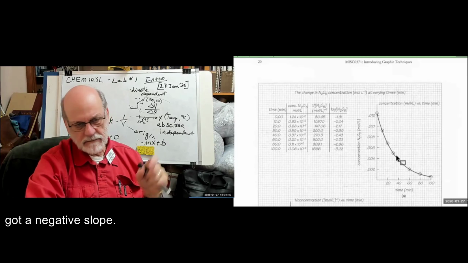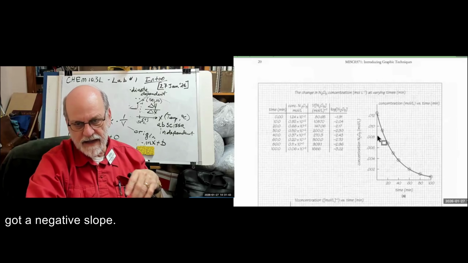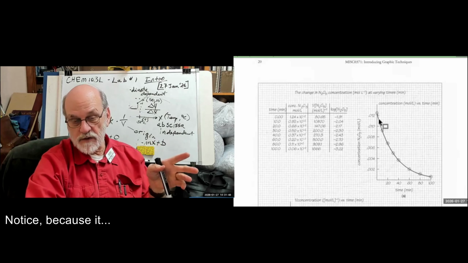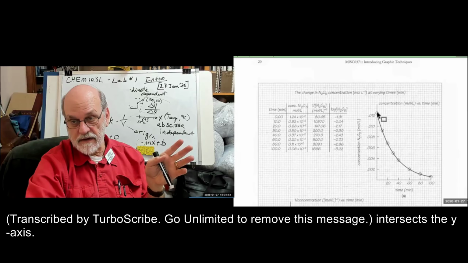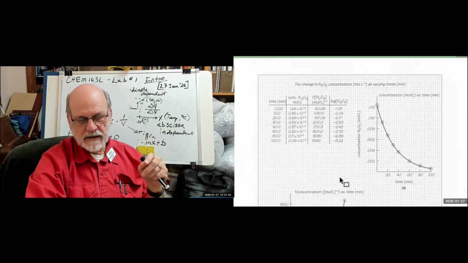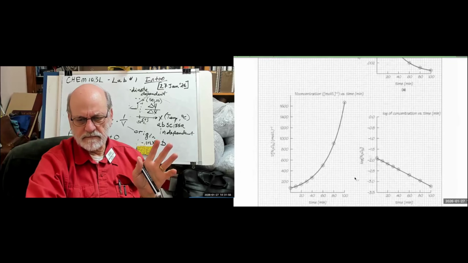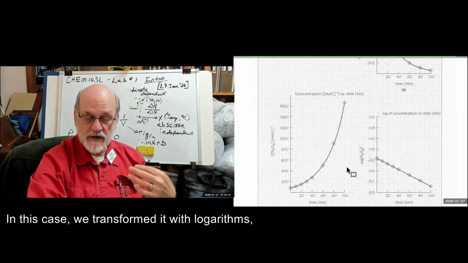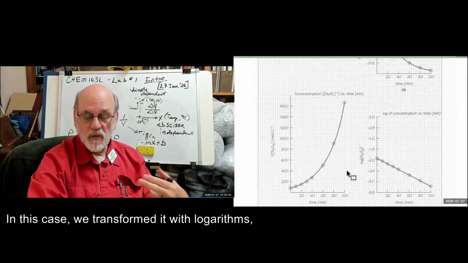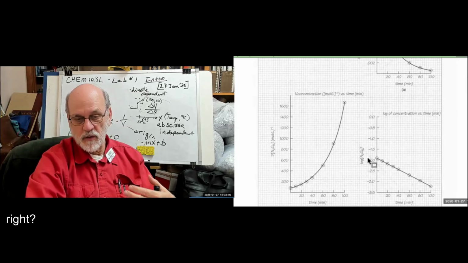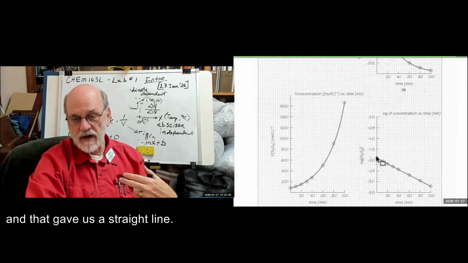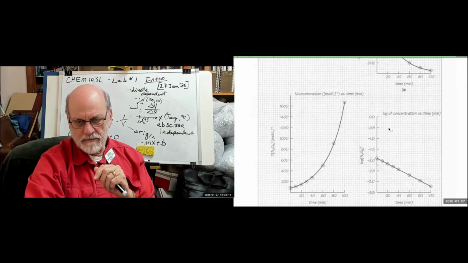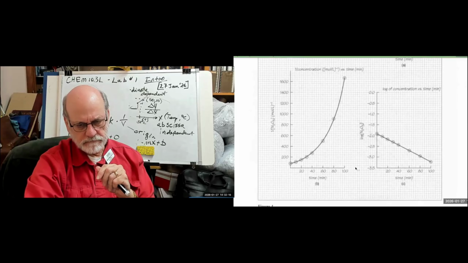So this is another set of data that's got a negative slope. In this case, the curve is not a hyperbola. Notice, because it intersects the y-axis. I'm not going to spend a lot of time on this one. It can be transformed, right? In this case, we transformed it with logarithms, right? We took the log of this y value, and that gave us a straight line. So we're not going to go into that much detail. So you don't have to worry about this one.